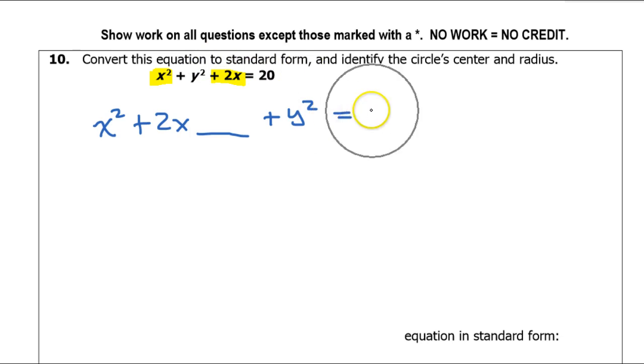Okay, so that's going to equal 20. Because there are no other y terms, I'm not going to have to fill in any blanks. I don't have to complete the square. I'm only going to do it once.